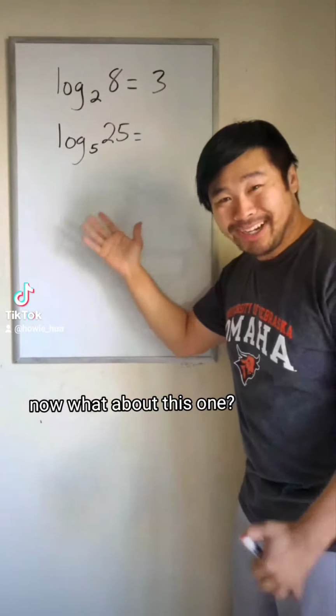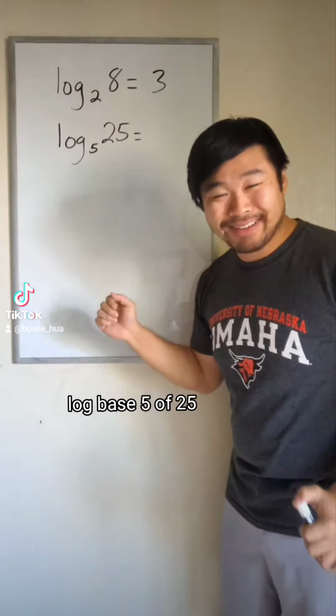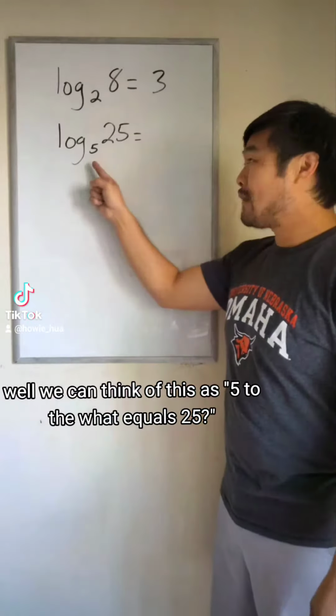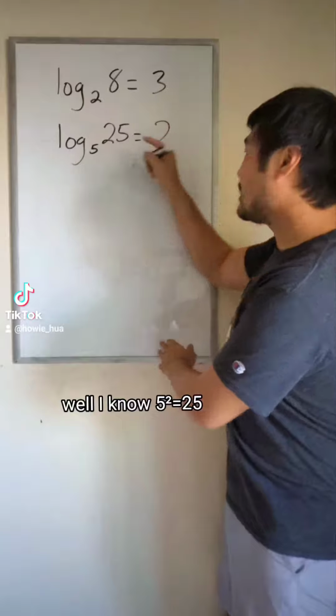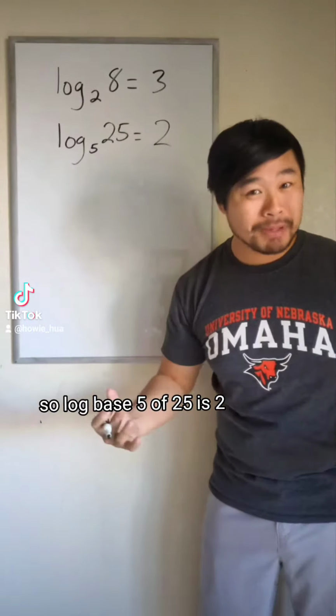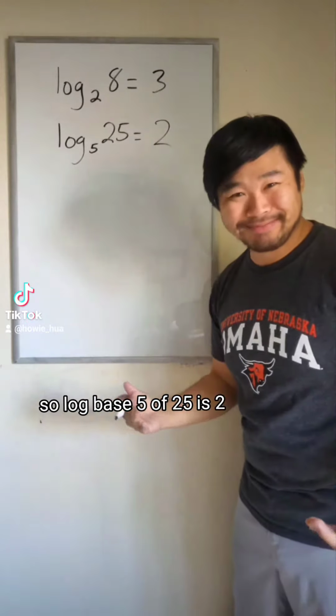Now, what about this one, log base 5 of 25? Well, we can think of this as 5 to the what equals 25? Well, I know 5 squared is 25, so log base 5 of 25 is 2.